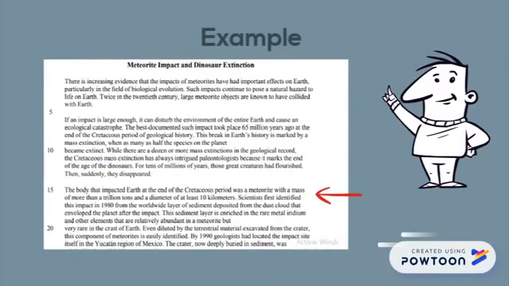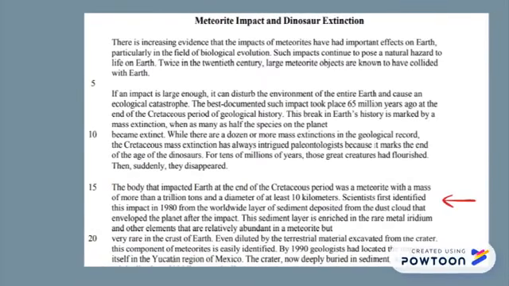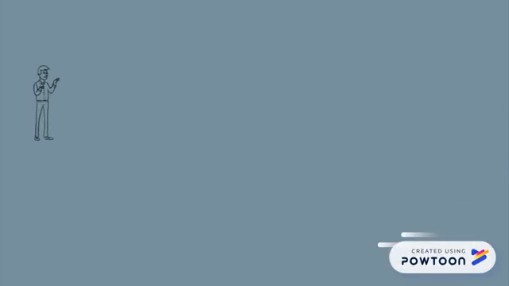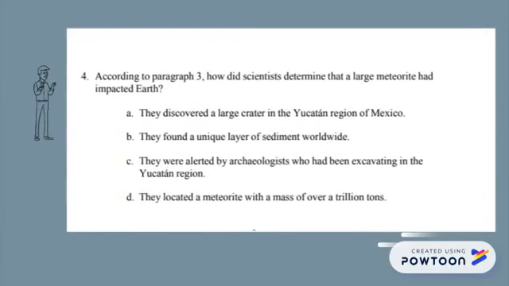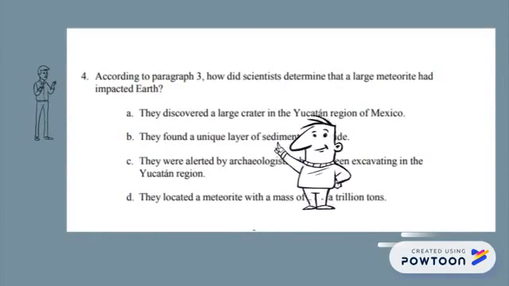So we are going to focus on the third paragraph of this passage that is talking about scientists. So here we have the paragraph. The paragraph is talking about how scientists determine the impact of the meteorite on the Earth. Let's go to the options. The question says how scientists determine. So, in this part, we are going to identify which is closest to the correct answer.